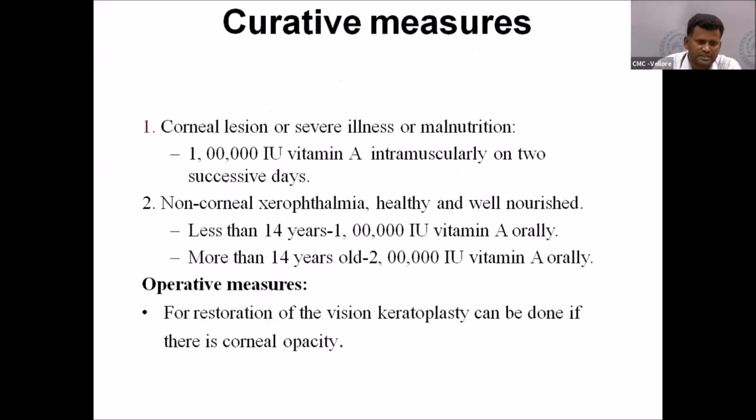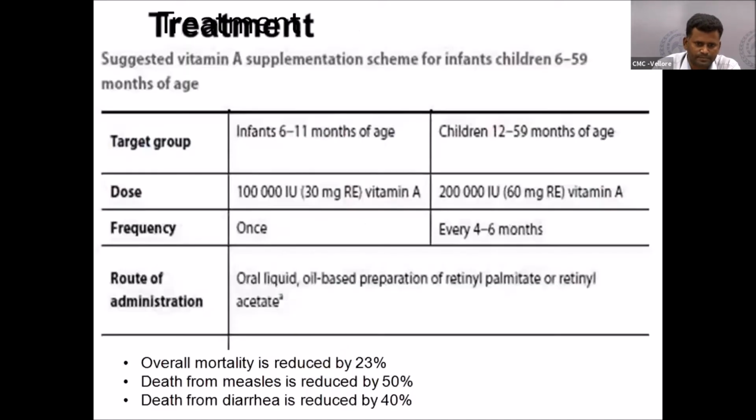So what is the treatment? If it's severe illness or associated with malnutrition, then we have to give 1 lakh international units of vitamin A on 2 consecutive days. In other than severe illness, if it's non-corneal xerophthalmia, with only conjunctival involvement and Bitot spots, in otherwise healthy and well-nourished children, we can give oral vitamin A. If less than 14 years, 1 lakh international units; if more than 14 years, 2 lakh international units as a start dose. And as another measure, we have to do keratoplasty if the child has gone in for keratomalacia.